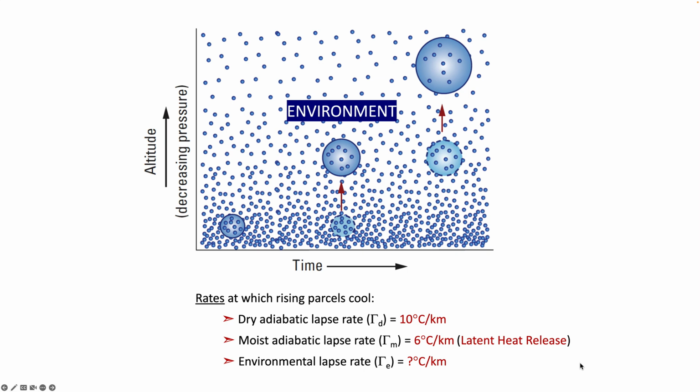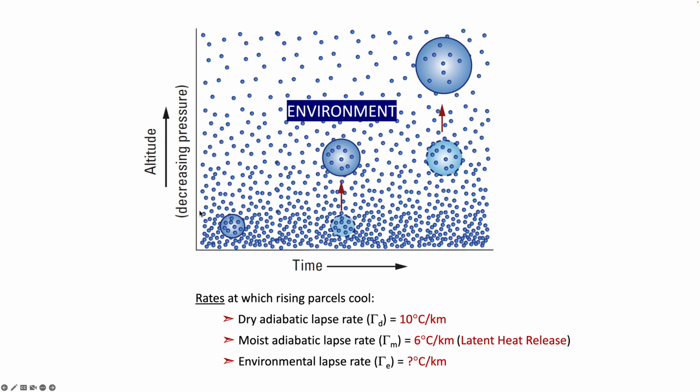Now, what we haven't talked about is what goes on in the environment that surrounds our rising parcels. In the environment, in the real world, anything can happen. The Earth's surface can be heated by the sun as a result of energy being absorbed, and then the surface heats the air above it, so you get warming in the surface air. Or you get the exact opposite at night, as we get radiation of infrared energy to space from the surface, which then cools the air above it.